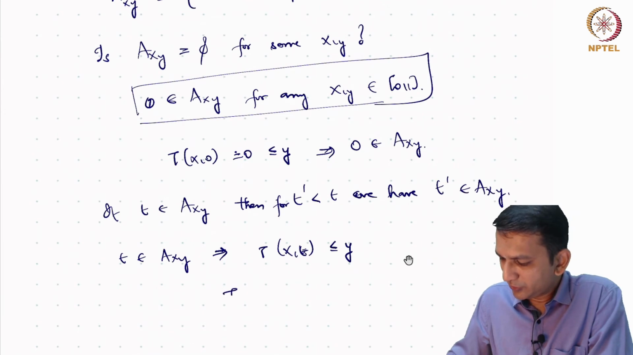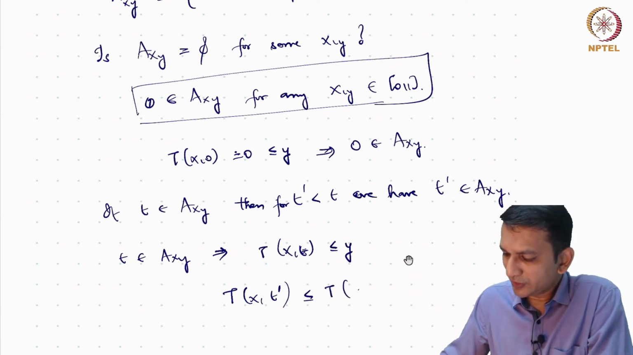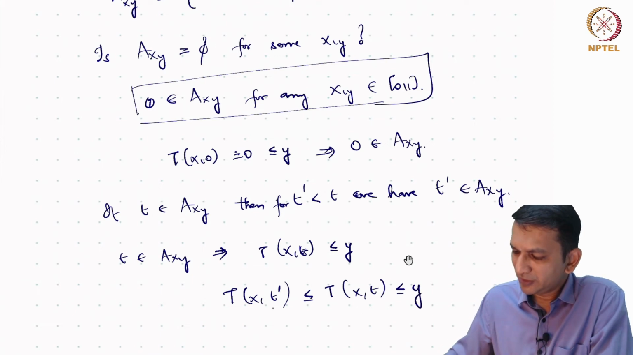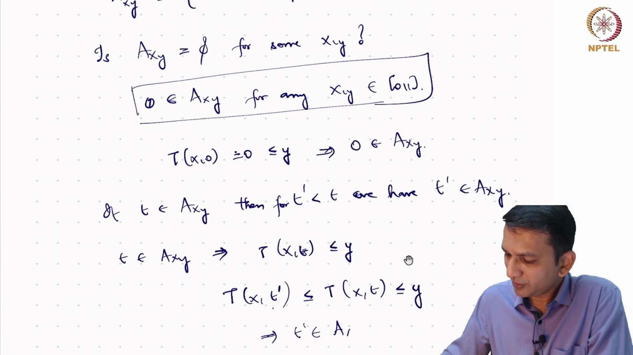However, we know that t' is smaller than t. That means by monotonicity of T, we know that T(x, t') is smaller than or equal to T(x, t), which is less than or equal to y. This implies t' also belongs to A_xy.